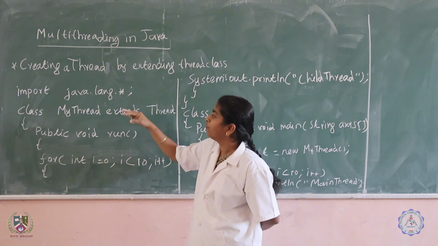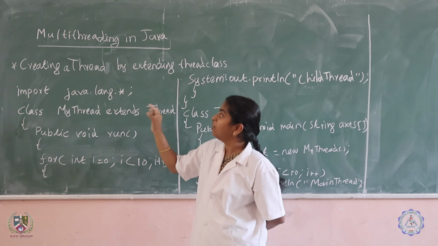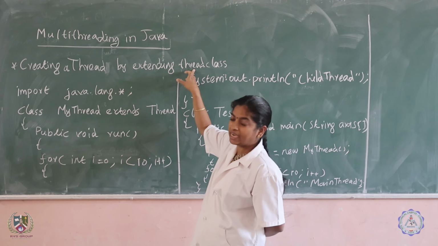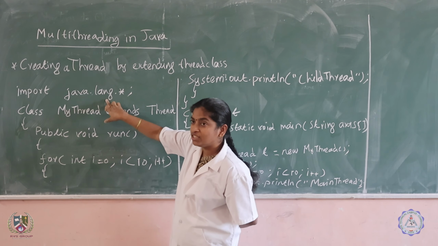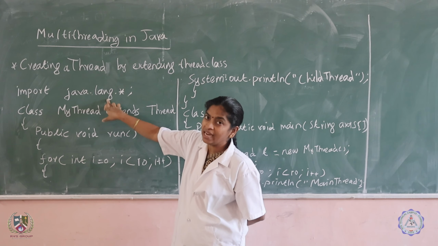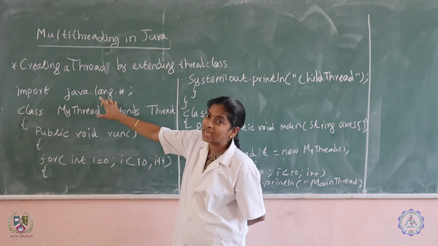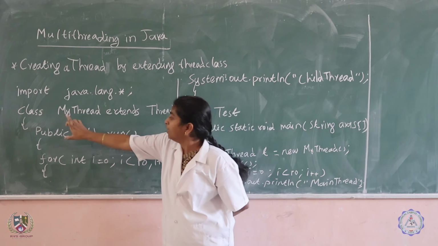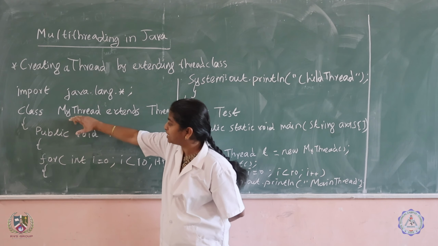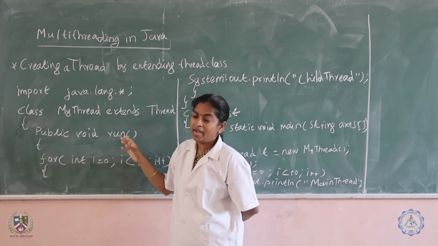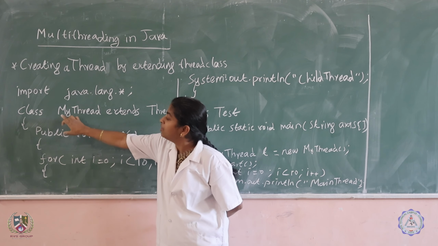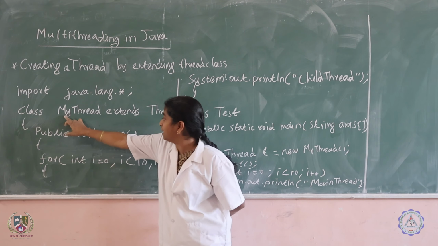In this program, we are going to see how to create a thread by extending the Thread class. Here the lang package is used, because the Thread class is present in the lang package. MyThread is a class name, a derived class name. Already we know that the class name should start with a capital letter. M is a capital letter here.